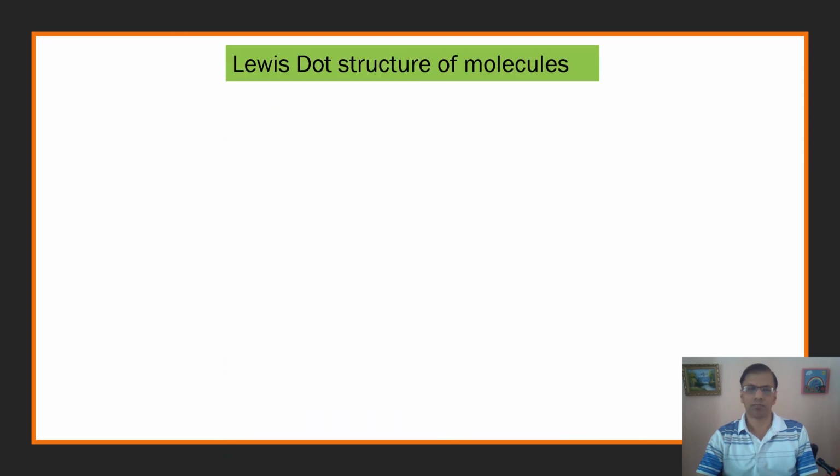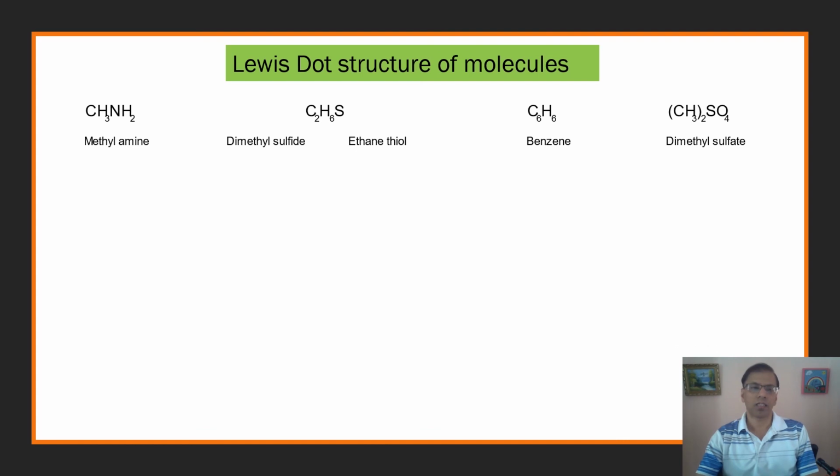So let's look at additional examples. We have 4 examples here, 1, 2, 3, and 4. We have methylamine, and then this C2H6S can be dimethyl sulfide or ethyl. The 2 separate molecules, and then you have benzene. This is a little bit complicated. And then you have dimethyl sulfate. Di means 2 methyl groups. This is a methyl group, CH3, and this is the sulfate.